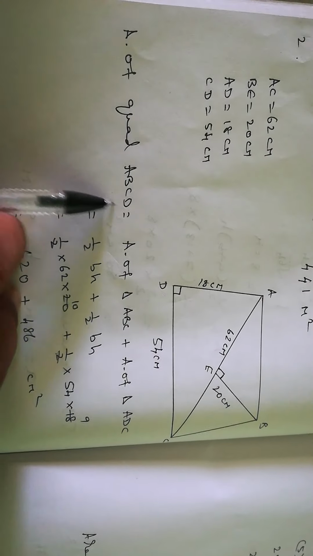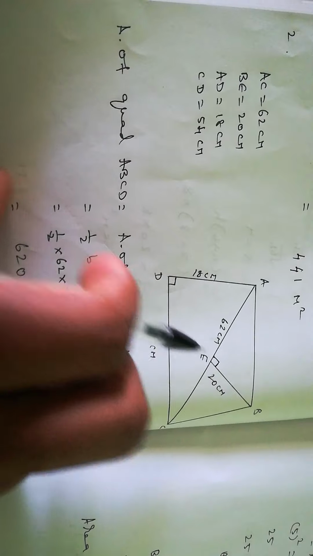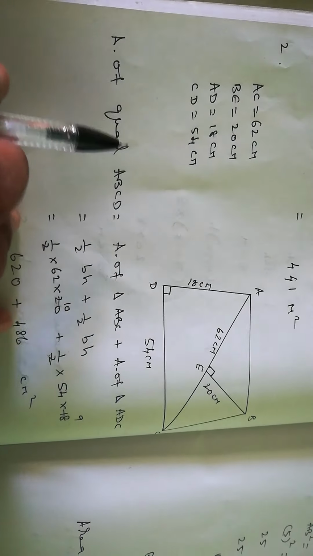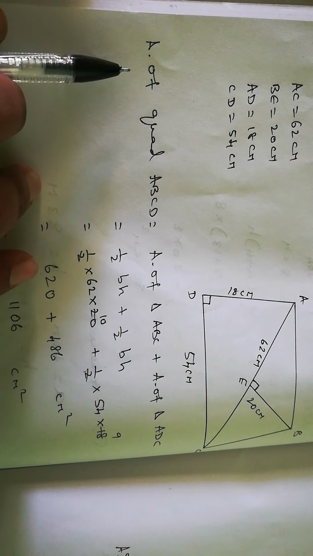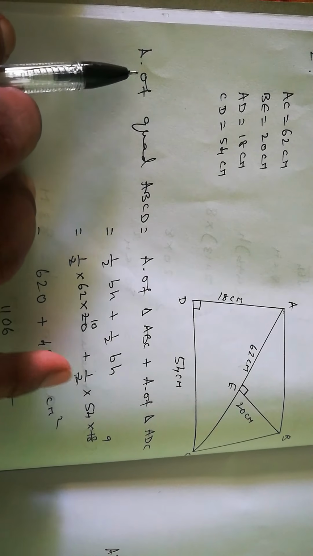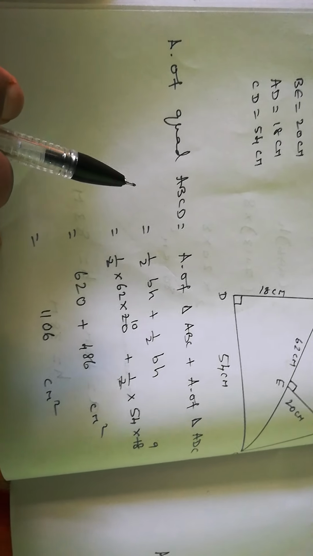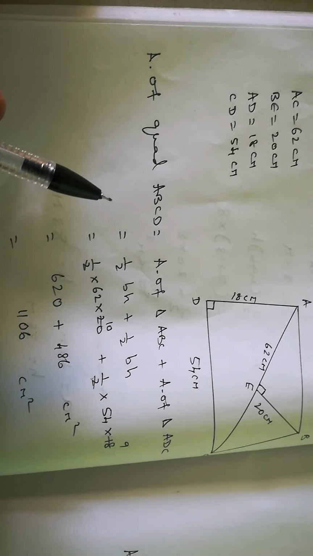So half into here, this triangle ABC means base is 62 and height is 20, and this triangle means this is 90 degrees here, so this is the base and this is the height. So 54 into 18. So apply here 62 into 20 and cut it, 620, and here's the same, 2 9s are 18, and multiply, 486. So the answer is 1106 centimeters square. So that's question number 2.